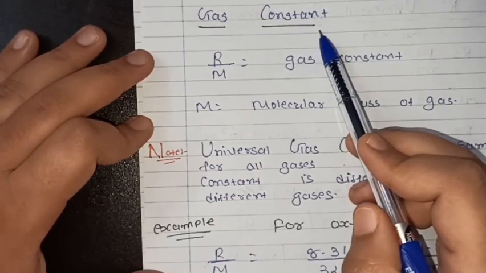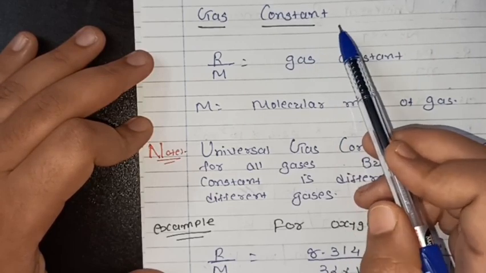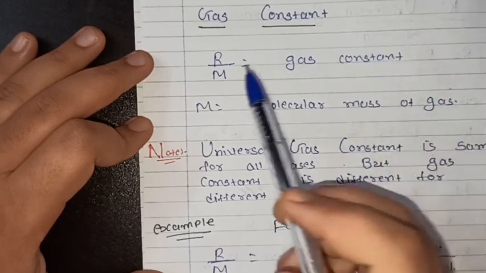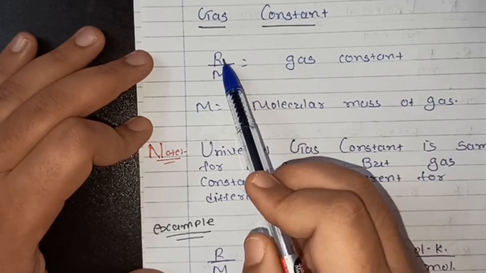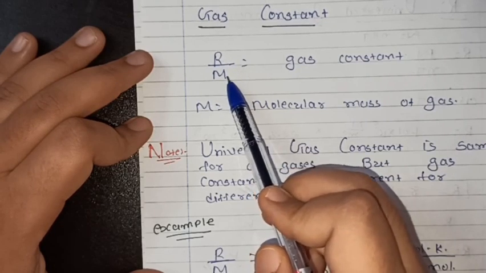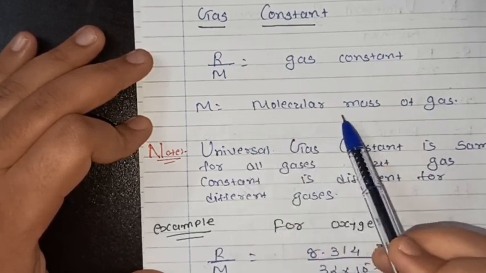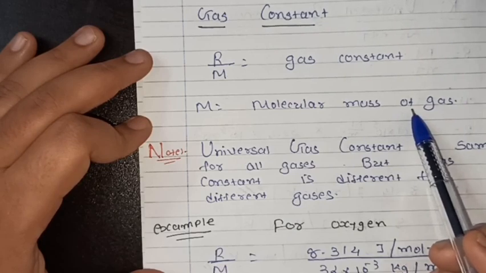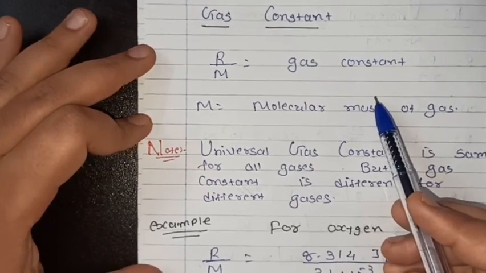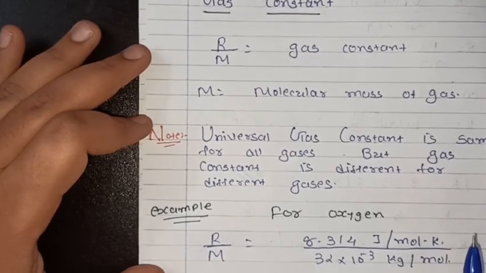Now there is another term called gas constant. Remember, universal gas constant and gas constant both are different things. Gas constant is R by M. Here R is universal gas constant. If we divide it by molecular mass of the gas, it will become gas constant. The molecular mass of gas varies from gas to gas. So universal gas constant will have fixed value, but R by M will differ for different gases.